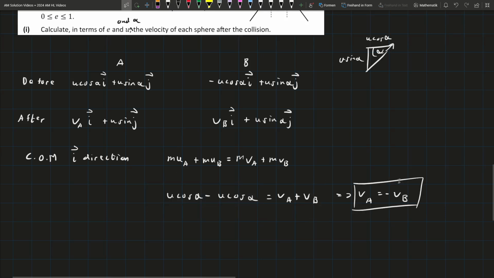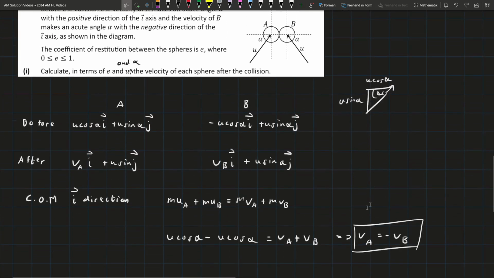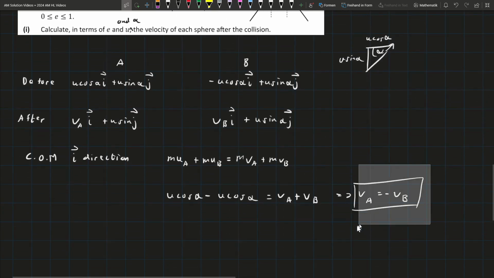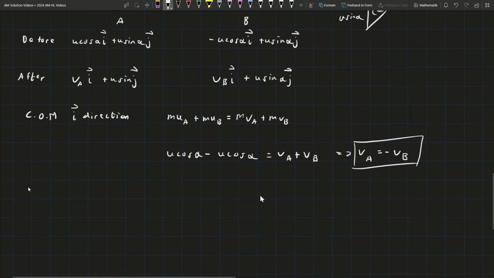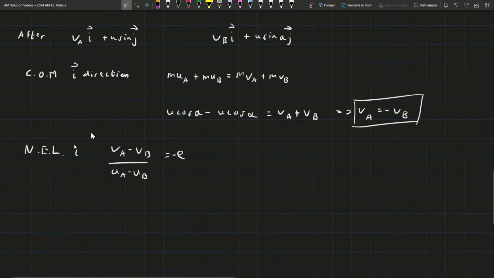The velocities, because they're both identical and they have the same speed, the velocities after are the same, they're just going in opposite directions. Next up is Newton's experimental law, which states that the relative velocities equals the coefficient of restitution. So again, this is just in the i direction.